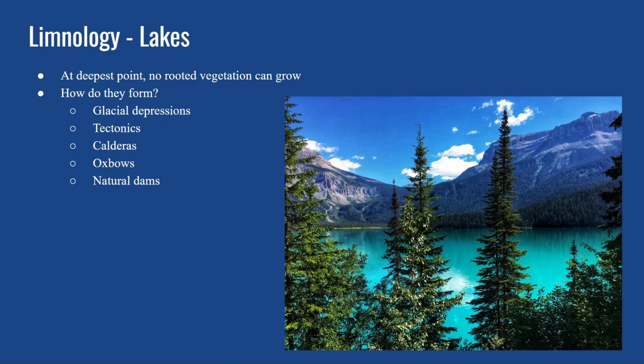Oxbow lakes, we talked about briefly in fluvial geomorphology, where if one of those meanders gets big enough, then it can form a lake and get cut off from the rest of the river. And you can have natural dams as well, which could also be like glacial things like moraines, and so on and so forth.